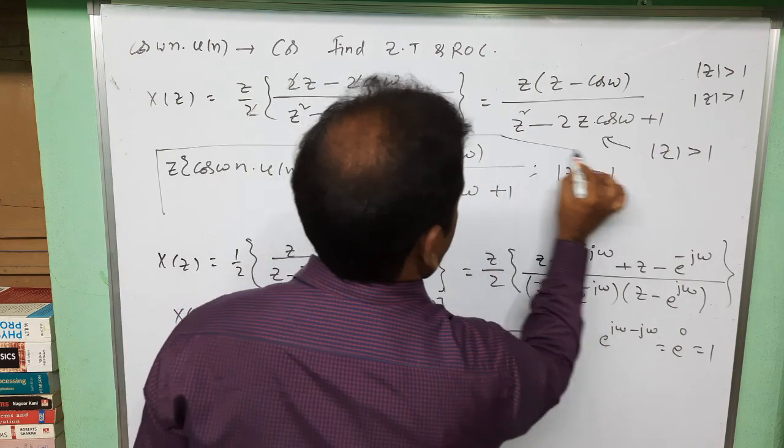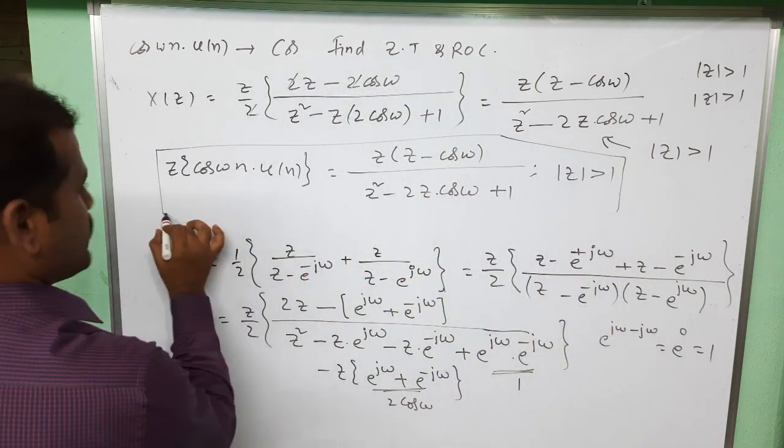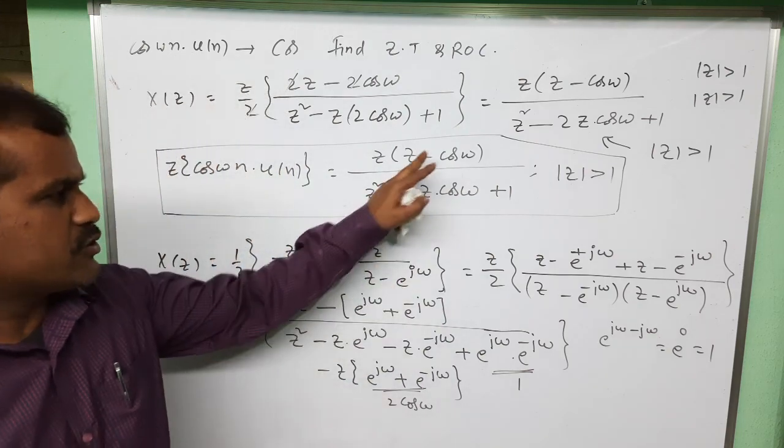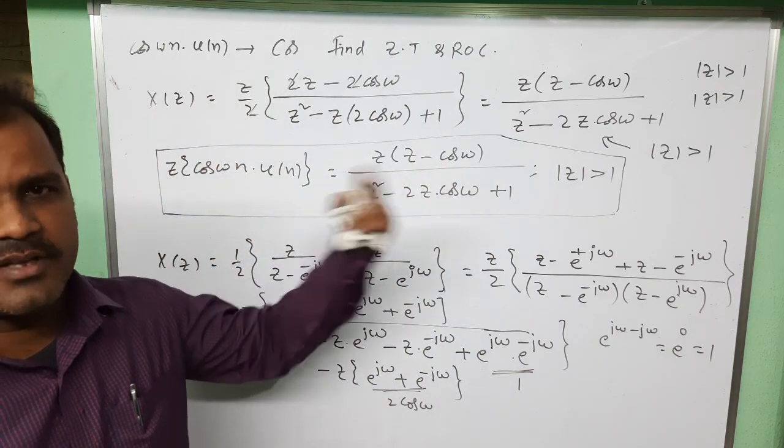This is a standard signal Z transform pair which is repeatedly used while solving the exercise problems. We should add this Z transform pair for further simplifications.